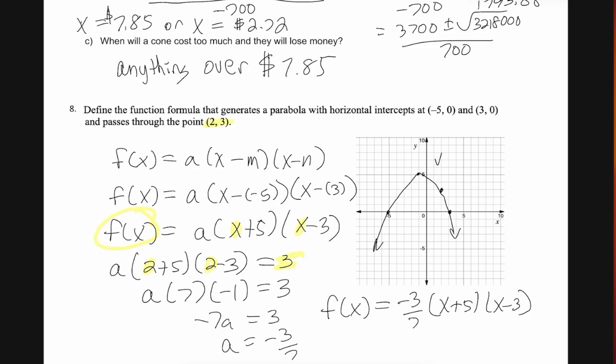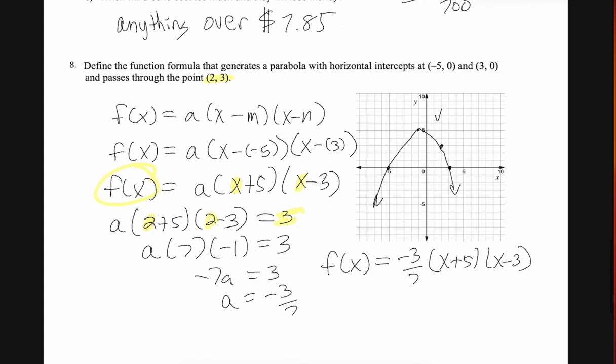Okay. So we can use lots of things to give us this. If they give you the intercepts, that's always how you can find the equation. That a version is the equation that you want. So there you go.